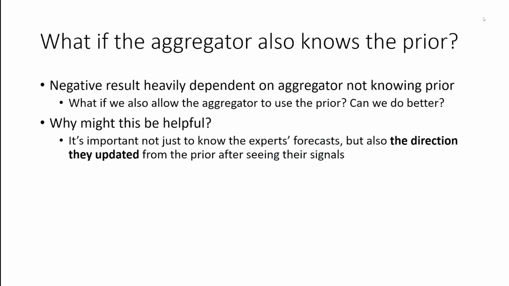Now, so far, we've been assuming that the aggregator doesn't know the prior. And really, our negative result, the 2 over k result, depends heavily on that. In particular, if the aggregator knew the prior, they could do perfectly on the class of information structures that I described. If the aggregator knew the prior, this could potentially help them a lot because they would know not just the experts' forecasts, but the direction in which they updated from the prior after receiving their signals.